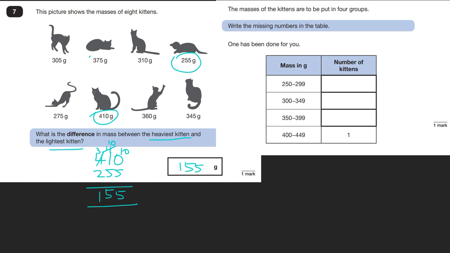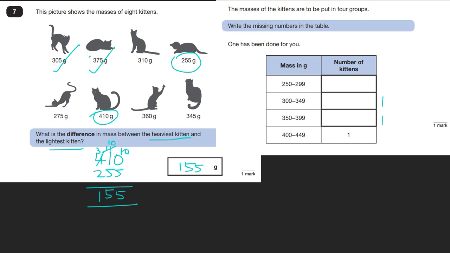The masses of the kittens are to be put in 4 groups. Write the missing numbers in the table. One has been done for you. So we need to do this table as a kind of tally chart if you like. How to do the tally chart? 305, it's going to go here, and so I have done this one. 375, it's going to go here.